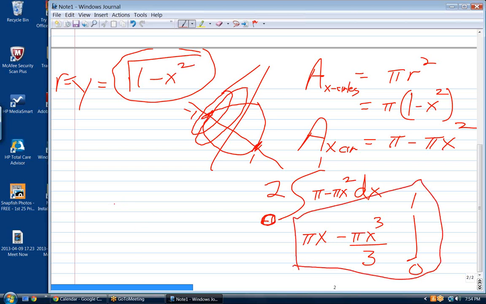Then it would be, first part would be pi minus pi over 3. And then it'd just be subtract 0. Right. That's one reason I did that, is because it makes this thing so much easier to evaluate. You really only have to evaluate the 1.